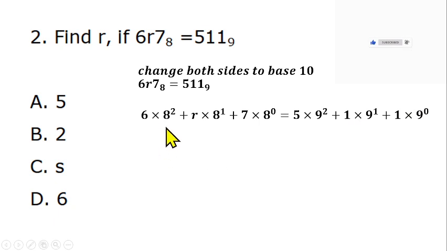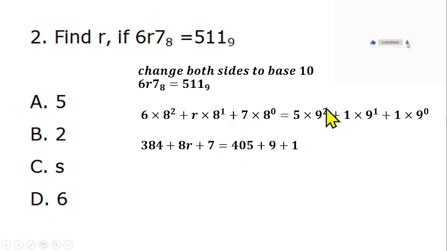You can simplify from there. So we have 8 times 8 raised to power 2, which gives us 64 times 6, that gives us 384. 8 raised to power 1 is 8 times R, that gives us 8R. 8 raised to power 0 is 1 times 7, that gives us 7.